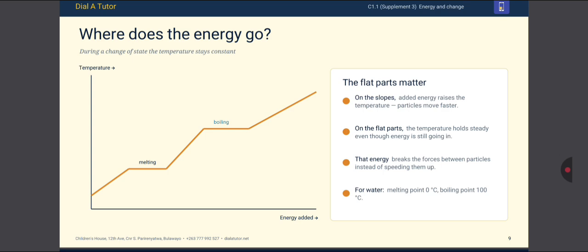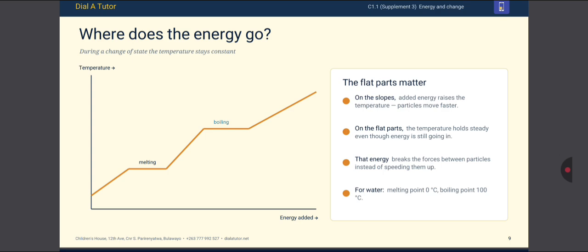Now let's have a look at what we have on the far right. The flat parts do matter. Now on the slopes, added energy raises the temperature, moving particles faster. But what happens on the flat parts like melting and boiling? The temperature holds steady even though energy is still going in. Now that energy will actually be breaking the forces between particles instead of speeding them up.